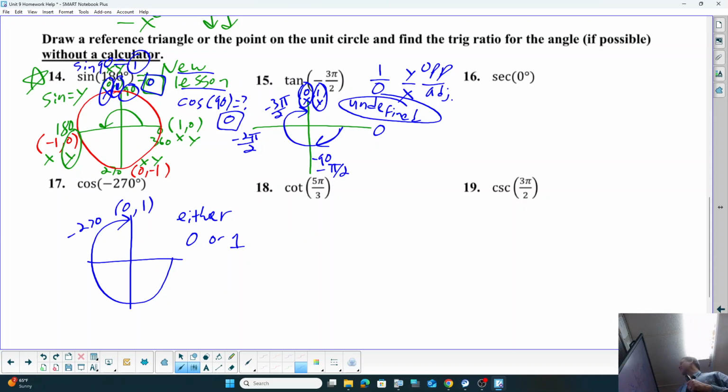Yeah. So it should be that one. I'm not going to circle it. What's cotangent of 5 pi over 3?